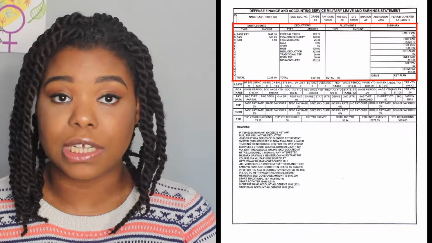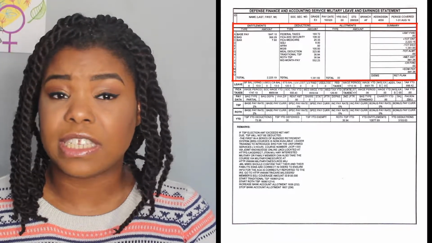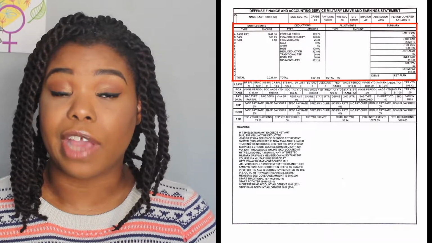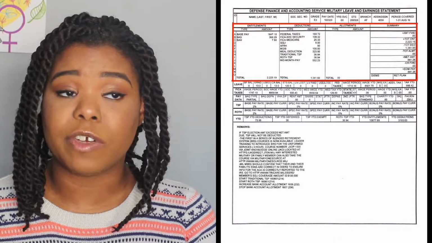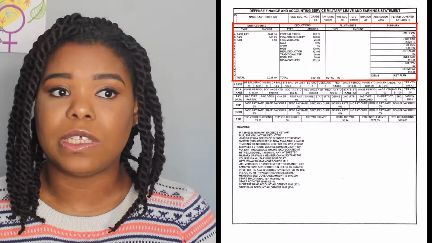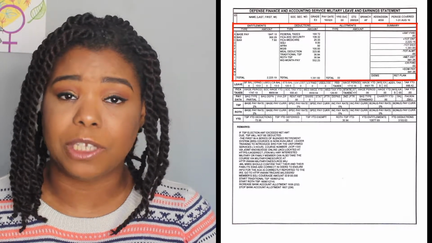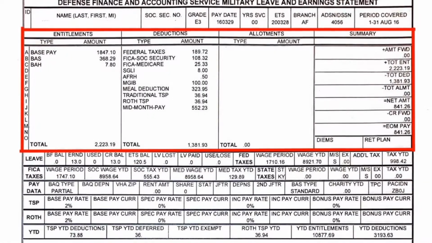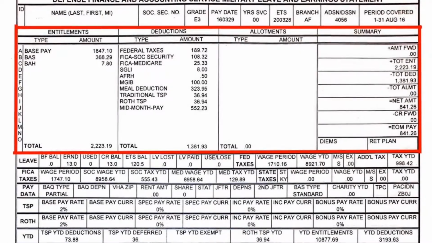The next section is section 2. I would consider this your pay data. This basically breaks down what you got paid, your entitlements, versus what you got taken out, your deductions, and it basically tells you the exact payment amount that you should have seen deposited into your bank accounts. The pay data itself is also broken down into 4 sections.